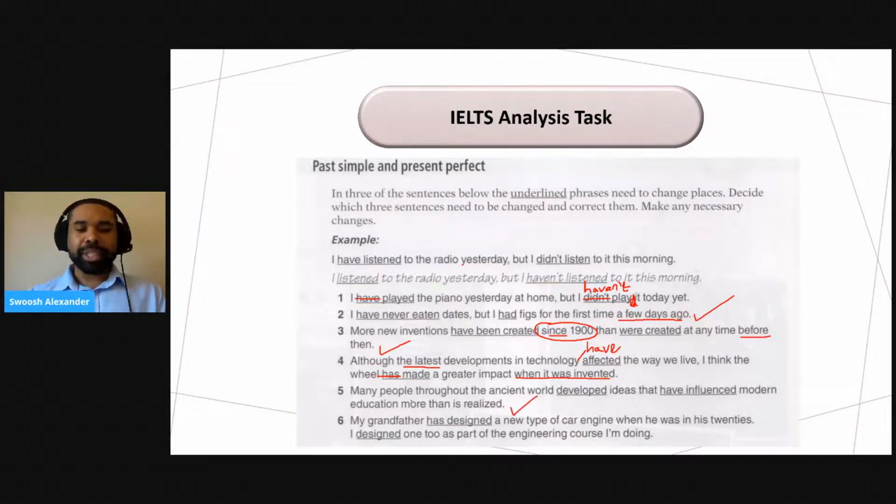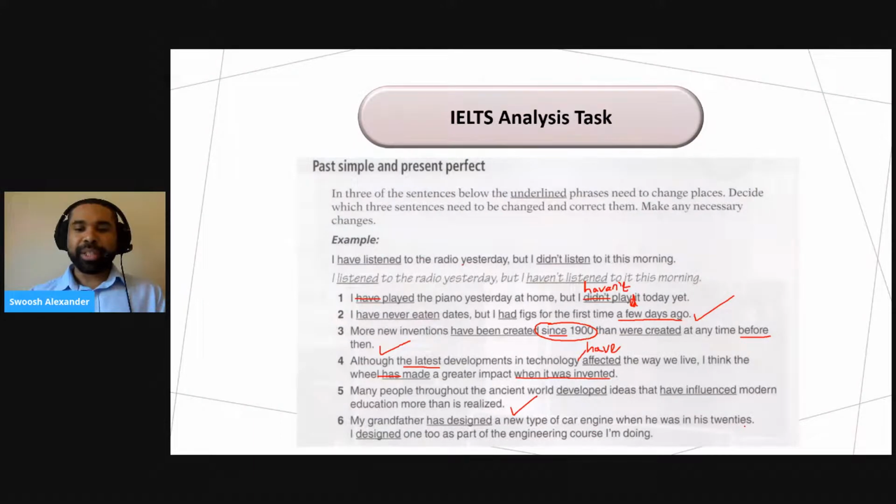And finally, number 6, what do we think? Is this one correct or not? Okay, good. So yeah, so Rone and Lubna were saying that number 5 was correct, which is good. As is Apple also saying correct for number 5. But let's now have a look at number 6. And number 6, my grandfather has designed a new type of car engine when he was in his 20s.